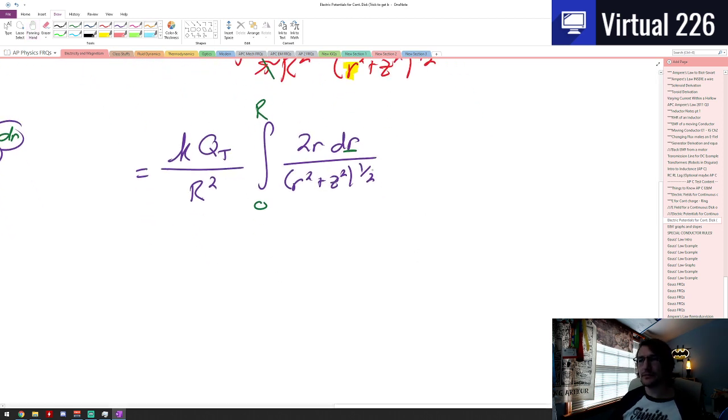Now, if you're looking at this, maybe you've seen this integral before. If you watched our prior video for the electric field due to a continuous disk, you have seen an integral very much like this. What you'll notice is that I'm going to use a u substitution.